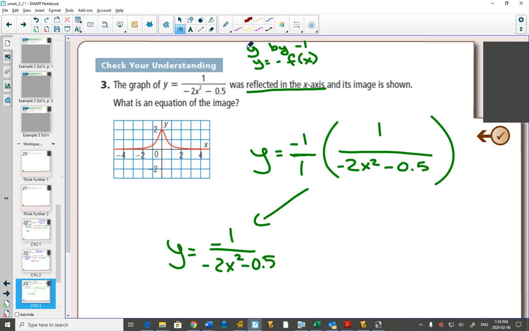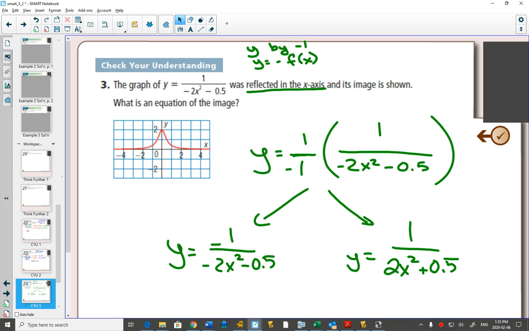Or I could have thought of the negative on the bottom of the fraction. And if I did that, I would get 1 over, distribute that negative on the bottom, 2x squared plus 0.5. But you don't put the negative everywhere, because then you would have had a negative 1 on the bottom and a negative 1 on the top, which is like a positive value.